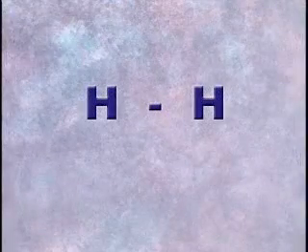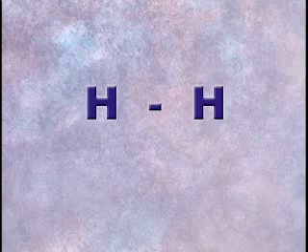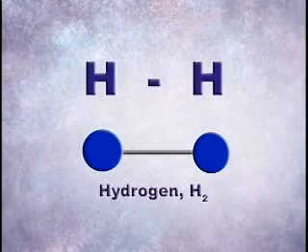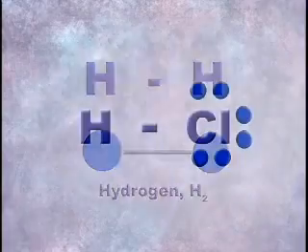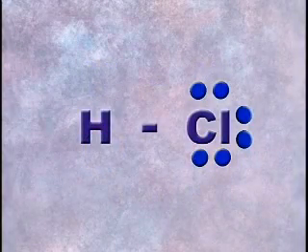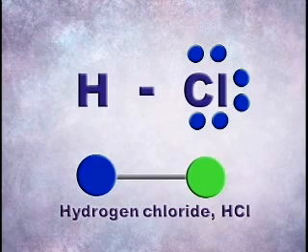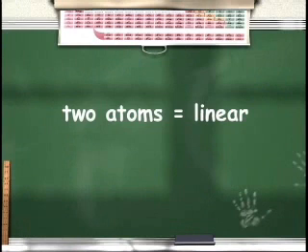Let's start with something simple, like a hydrogen molecule. You will recall that a hydrogen molecule consists of two hydrogen atoms with a shared pair of electrons between them. You can see that the shape of this molecule would be linear. What about a molecule of HCl? Again, you can see that the shape of this molecule would have to be linear. In fact, any molecule that contains only two atoms is going to be linear.